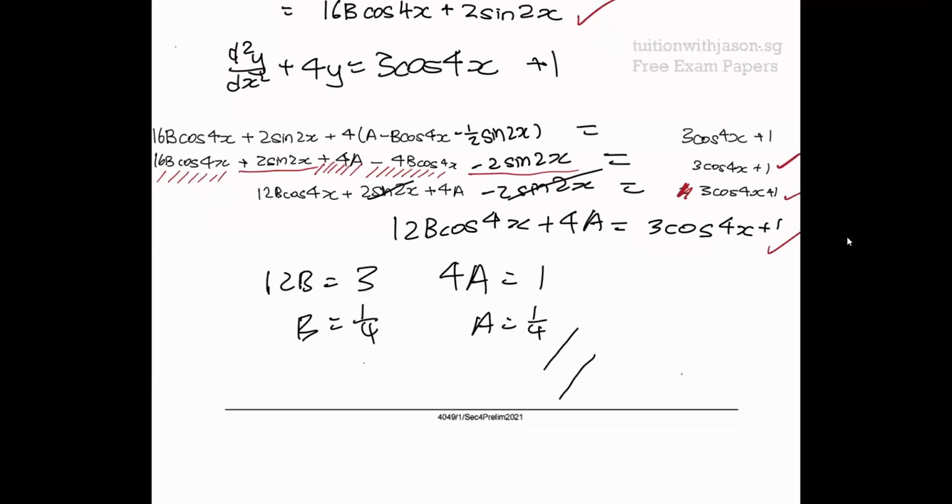Then from there, you can just compare. The coefficient of cos 4x is 3, and the coefficient of cos 4x on the left is 12b, so 12b equals 3, b equals 1/4. And likewise for the constant, 4a equals positive 1, so divide by 4 and you get a equals 1/4. Okay, good. That was question 3.